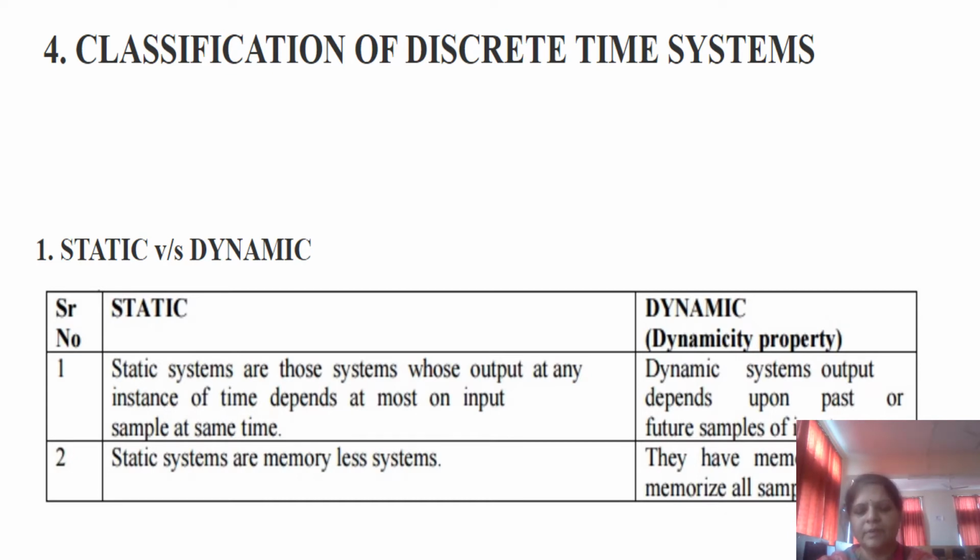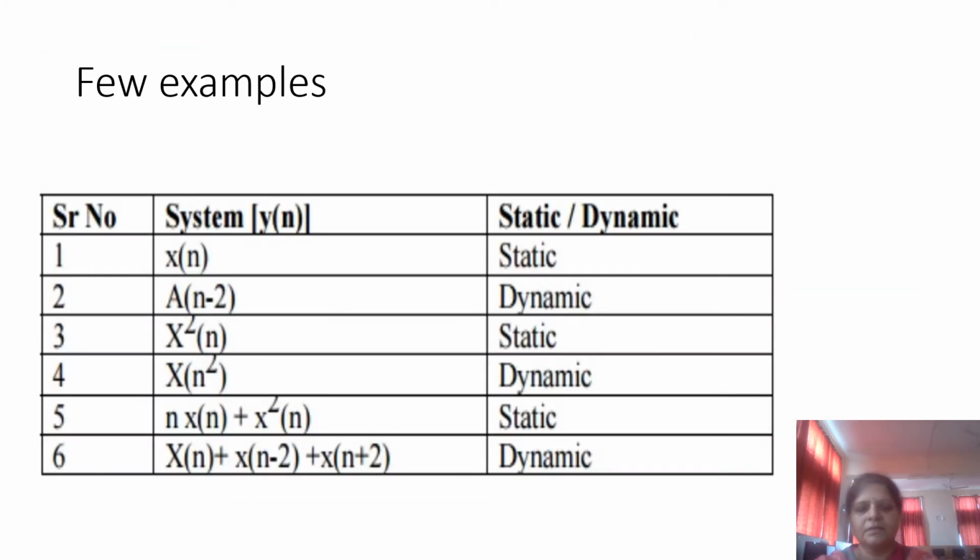If the system is depending upon the past inputs, the future inputs, the present inputs, then it is called as a dynamic system. That means dynamism requires some memory, whereas a static system will not require any memory. It's called as a memoryless system. Now going on to the further part, these are some examples.